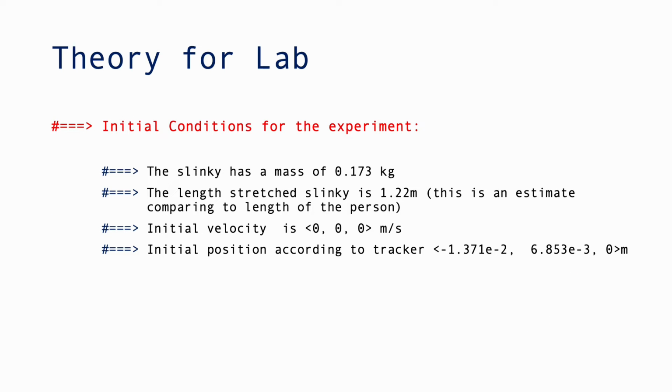So finally, for the theory of the lab, we have the initial conditions for the experiment. This is a mixture of estimates and information found off the internet. So we assume the slinky has a mass of 0.173 kilograms. We also assume the slinky has a stretch length of 1.22 meters. This is an estimate comparing to the person in the video. The slinky has an initial velocity of 0, and the initial position, according to Tracker, is stated in this page.